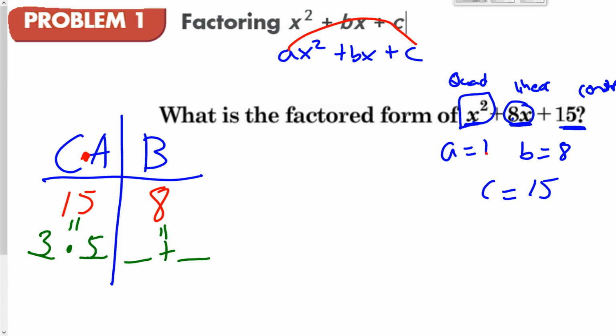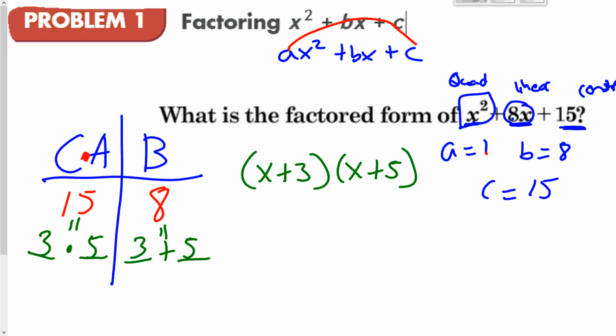How about 3 and 5? Because 3 times 5 is 15, and 3 plus 5 is 8. So those are my two factors. So I write in factored form. I have x plus 3 and x plus 5. That's how I write my factored form. Because remember, I'm timesing first times first and last times last.